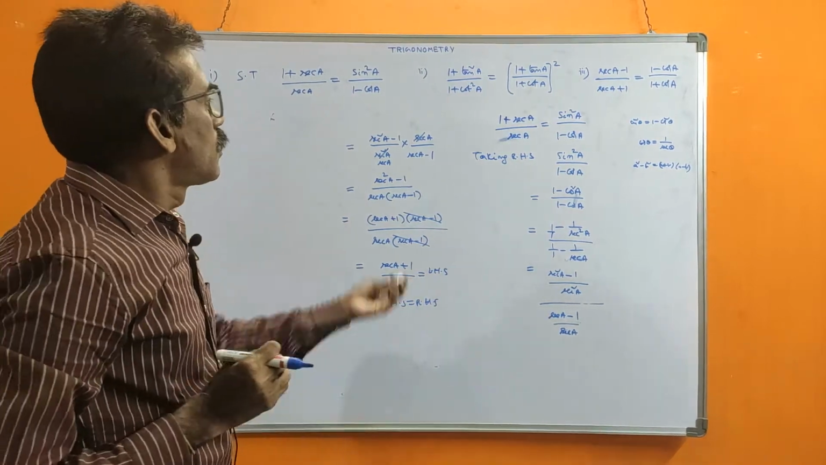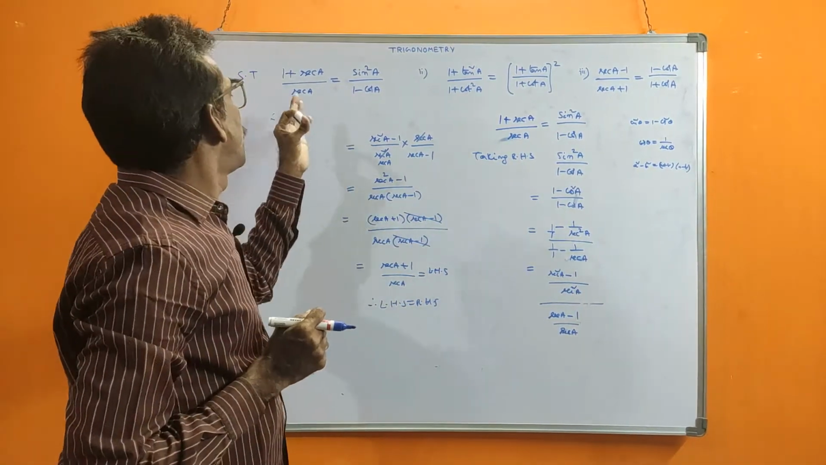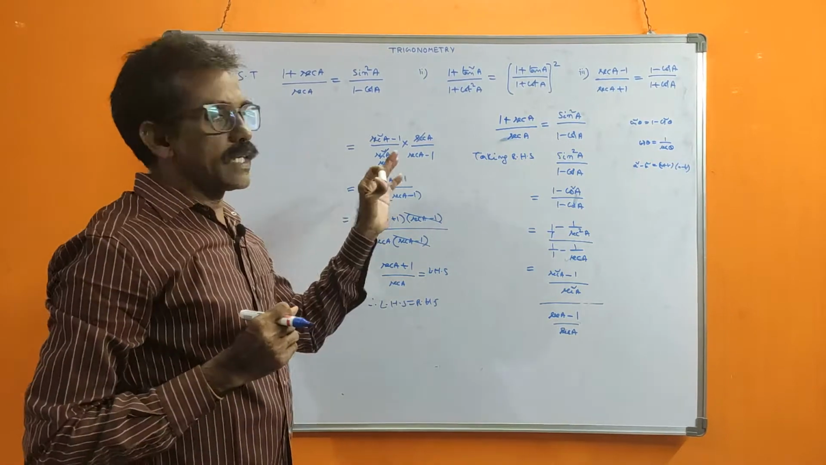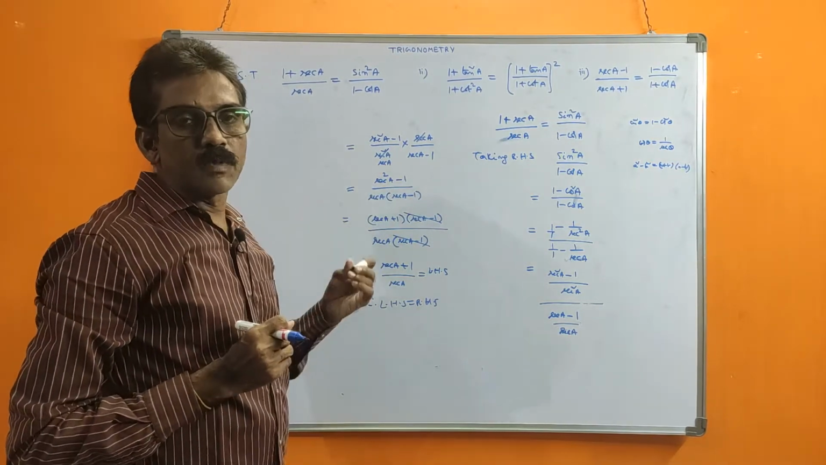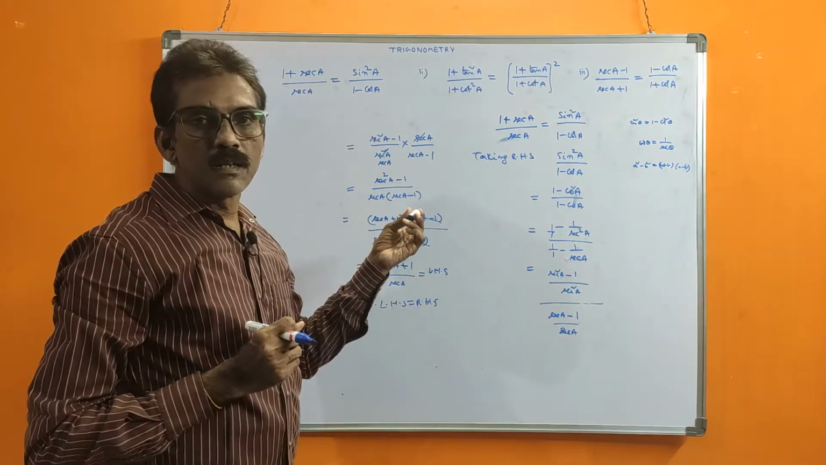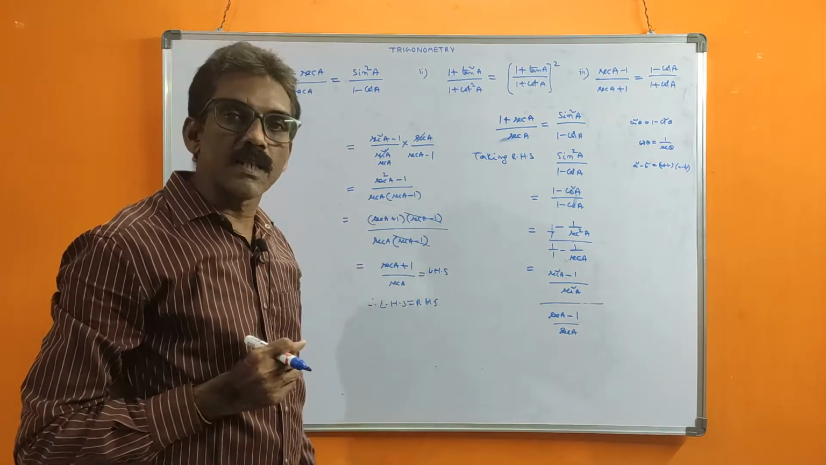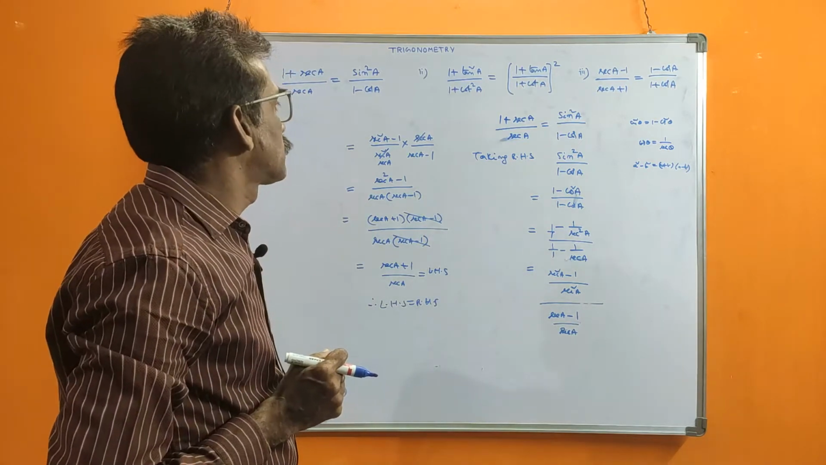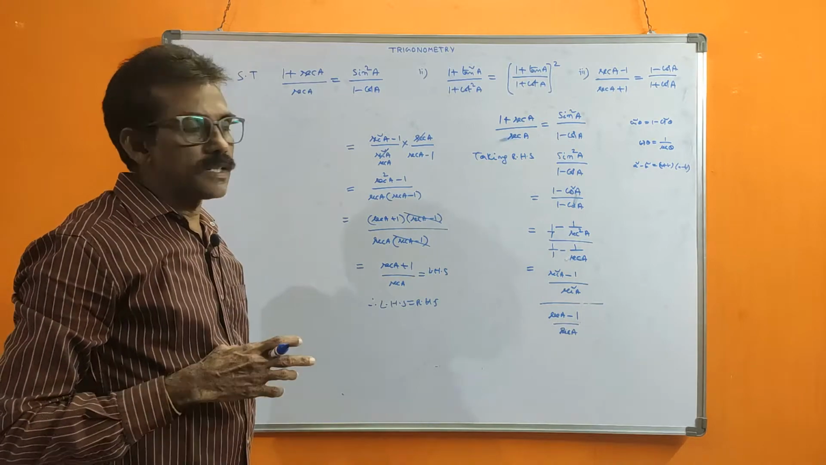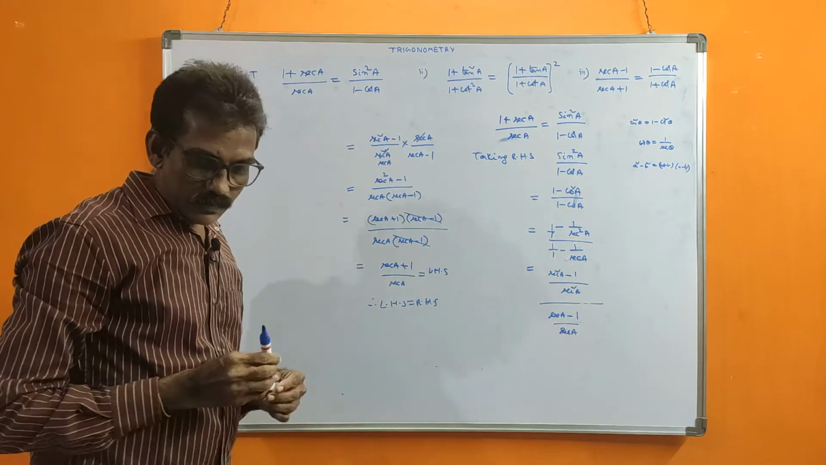Anyway, see, sometimes with these identities we will take LHS and show RHS, and sometimes we take RHS and show LHS. Anyway, no problem. That is according to our convenience.